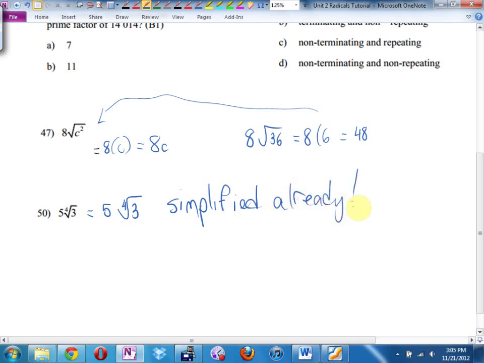It's as though I gave you this fraction and said reduce to lowest terms. It's the same kind of an idea, but with roots. Is that okay? Yeah.